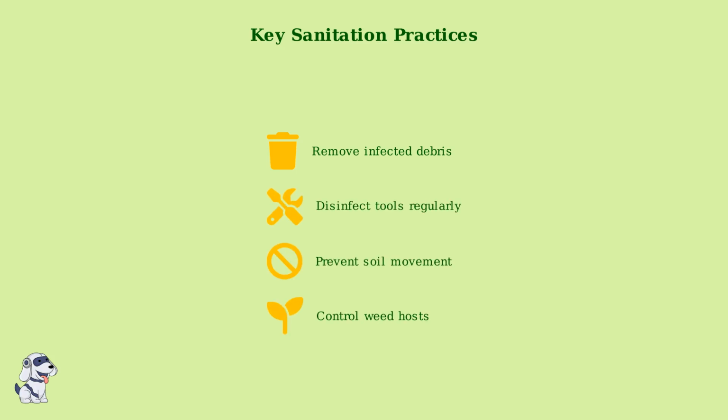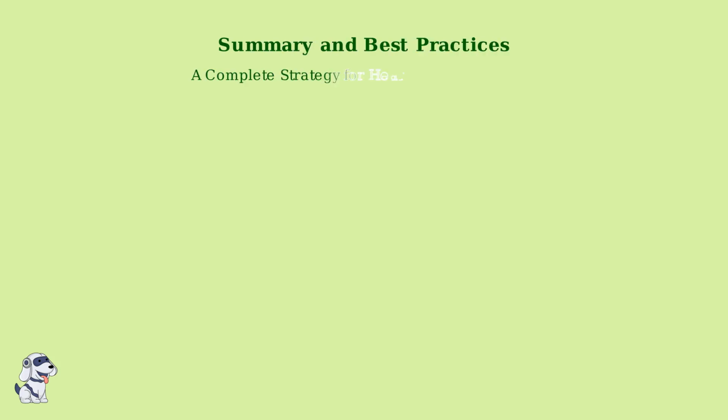These 4 sanitation practices work together to create a comprehensive disease prevention strategy. Consistent application of these methods will significantly reduce pathogen pressure in your cucurbit growing areas and help maintain healthy, productive crops throughout the growing season. Managing bacterial and fungal diseases in cucurbits requires a comprehensive approach that combines multiple strategies working together. Let's review the essential best practices that will protect your crops.